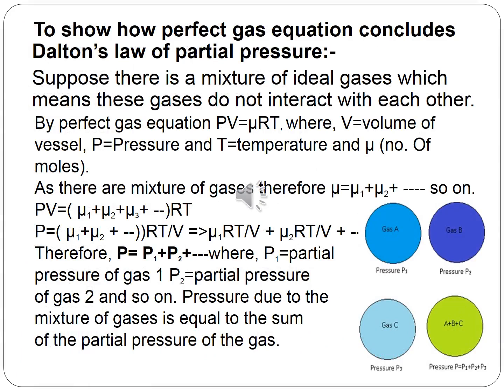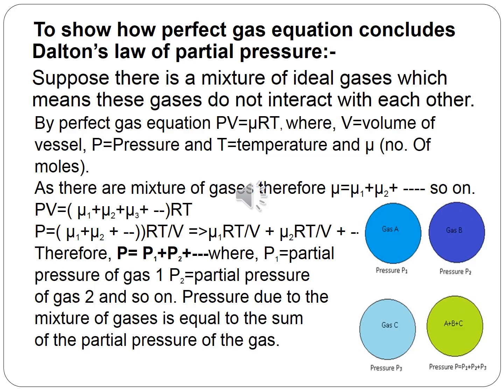It is important to see that Dalton's law of partial pressures is in agreement with the ideal gas law. Let us show how the perfect gas equation concludes Dalton's law of partial pressures. Suppose we have taken a mixture of ideal gases in a vessel. These gases do not interact with each other.